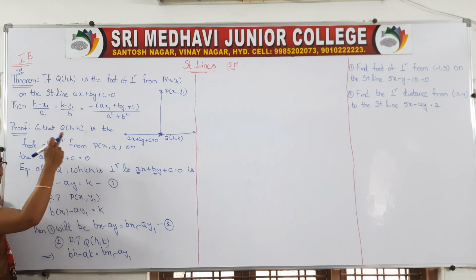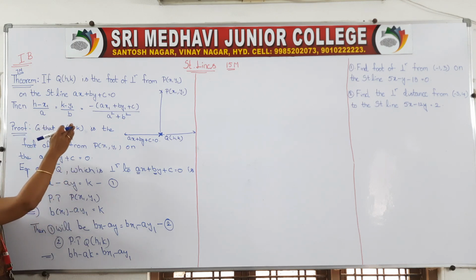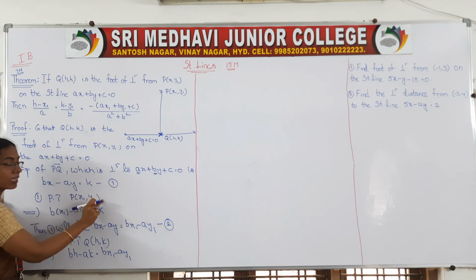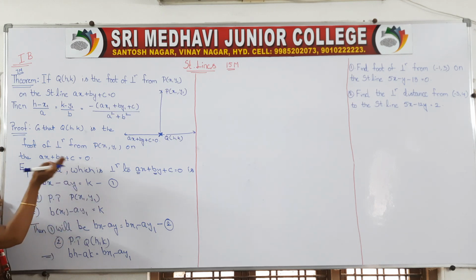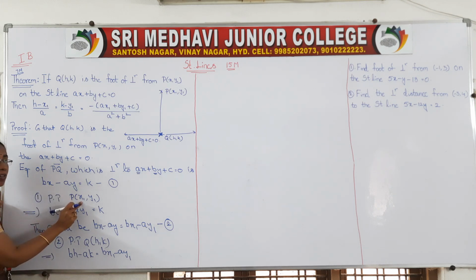First, actually, it passes through 2 points. First we have taken P (x1, y1), so it passes through P (x1, y1). Passes through means the point satisfies that line equation. So in x place you have to take x1, in y place you have to take y1. So bx1 minus ay1 is equal to k. We got the k value here, so we can substitute that k value in the equation of PQ.